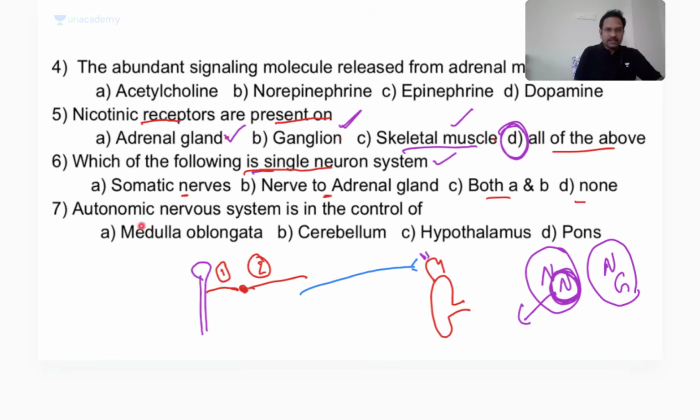Now, see, the nerve to the adrenal medulla comes directly from the CNS till here. This is a single neuron system. Similarly, to the skeletal muscles also, the somatic neuron is a single neuron system. So the question is about which of the following is a single neuron system. Both somatic nerves and the nerve to adrenal medulla are single neuron systems.